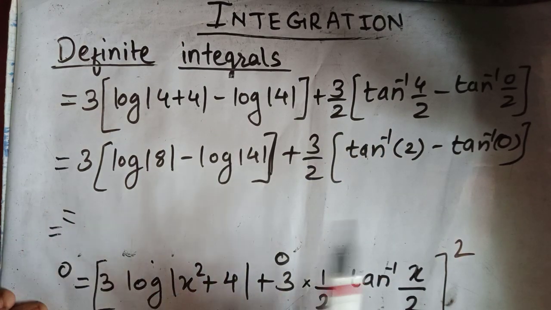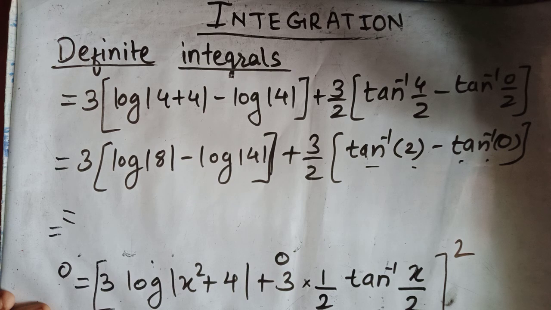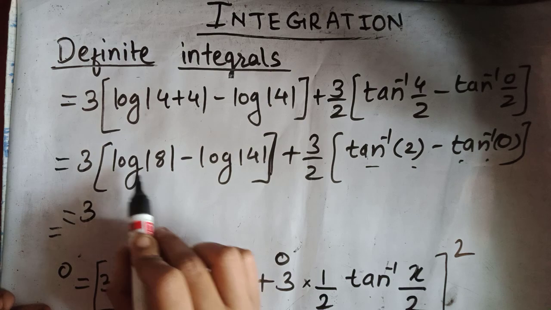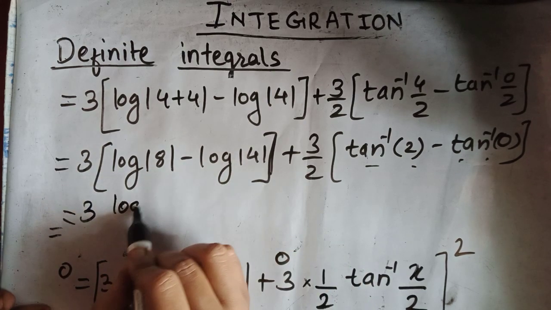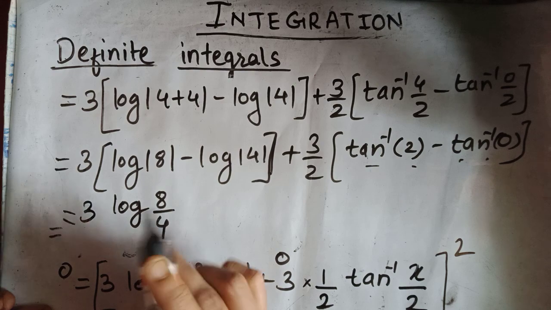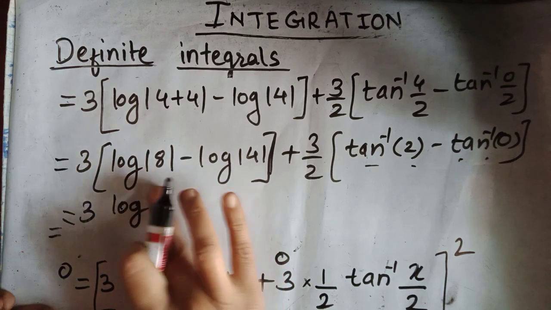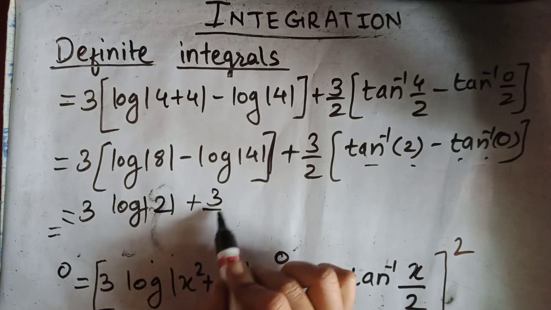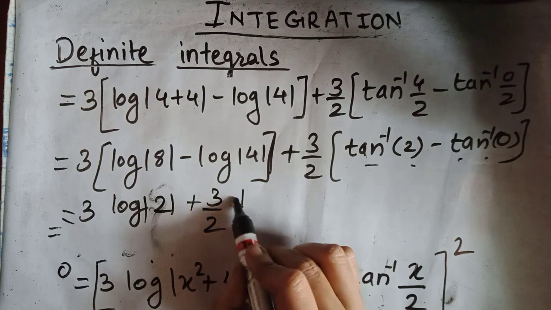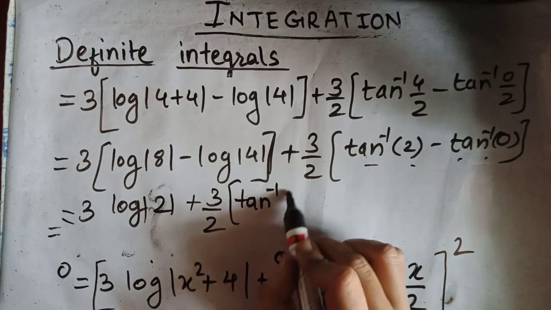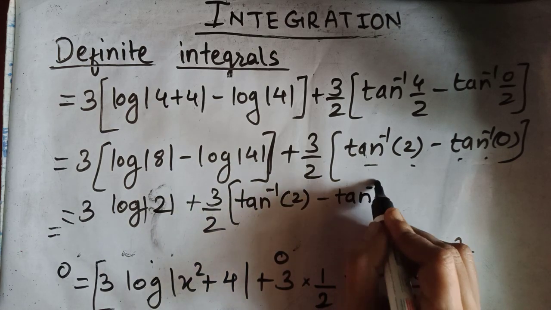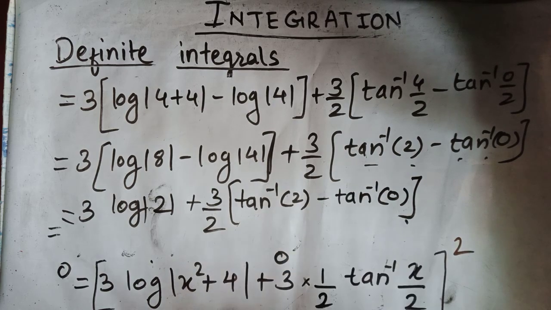Suppose you don't know the values, you can keep them as they are. So I'll write here 3 log, this is log a minus log b, so log a upon b, which is again 2, so it will be log 2 plus 3 by 2 tan inverse of 2. I don't know the value, so I'll write it as it is. You can find the values of tan inverse of 2 or tan inverse of 0 using inverse trigonometry. So this is the answer.